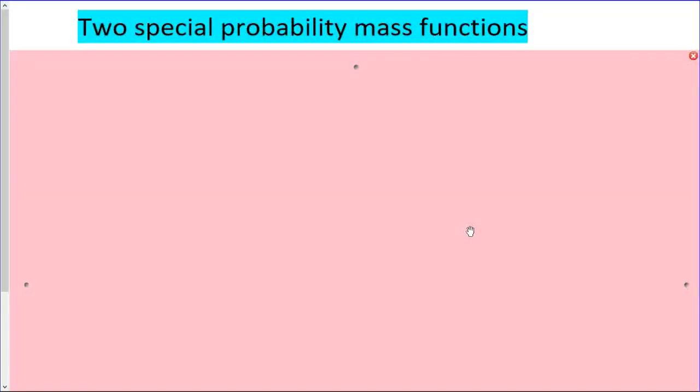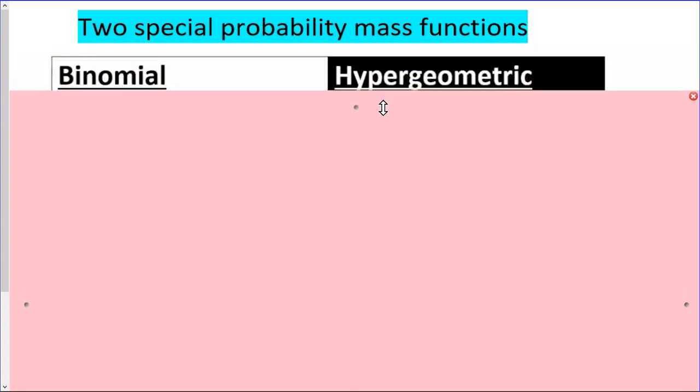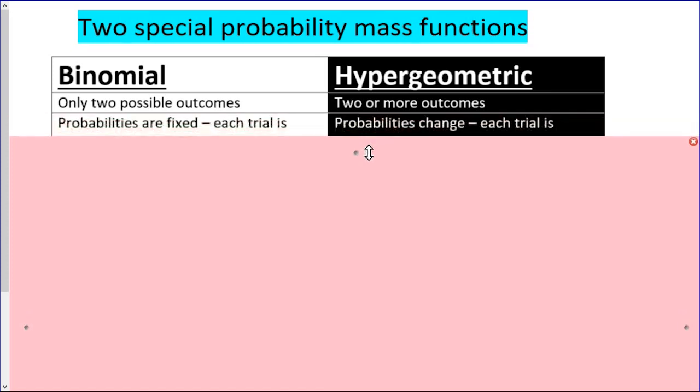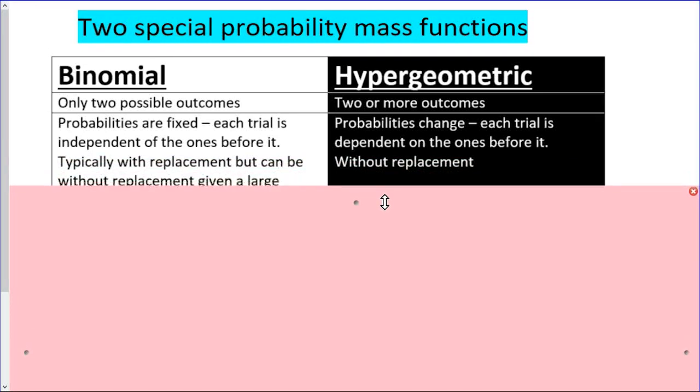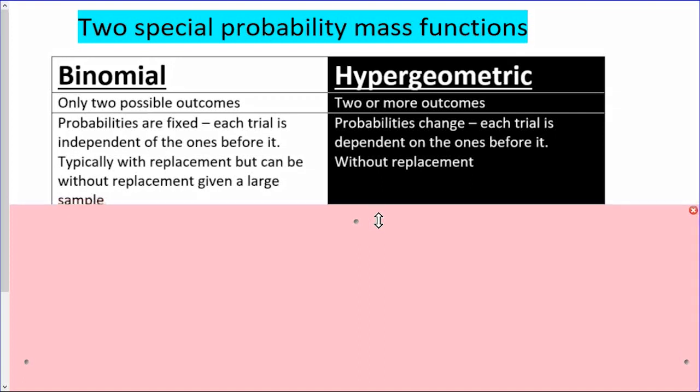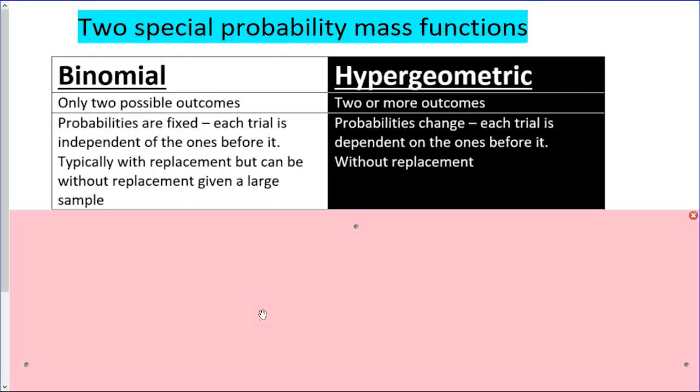We're now going to turn our attention to two special probability mass functions, and those are the binomial and hypergeometric distributions. Let's take a look at them. The binomial only has two possible outcomes. The hypergeometric can have two or more outcomes. With the binomial, the probabilities are fixed. They don't change each time. For example, throwing a dice, every time I throw the die, the probability of getting a 6 stays fixed.